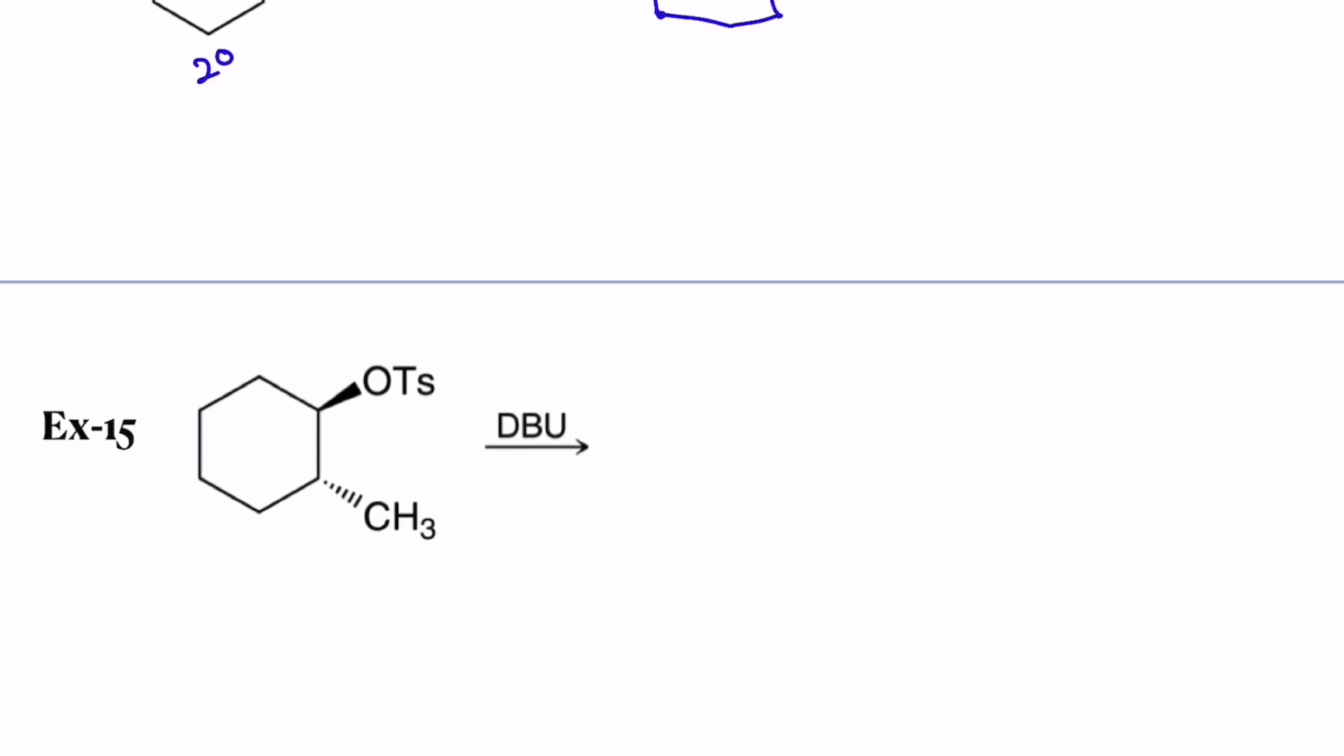OTs, DBU is a strong base. Here again stereochemistry is important. The two eliminating groups must be opposite. So here this is OTs and hydrogen, but with DBU, not only stereochemistry matters; DBU is a bulky base. Therefore, in case of that elimination, the product will be this.